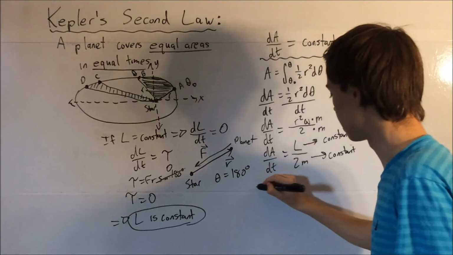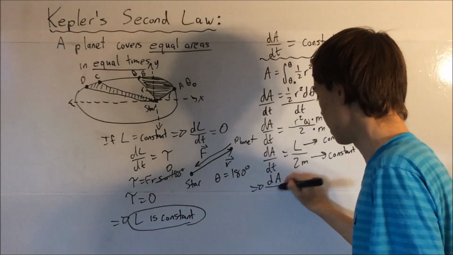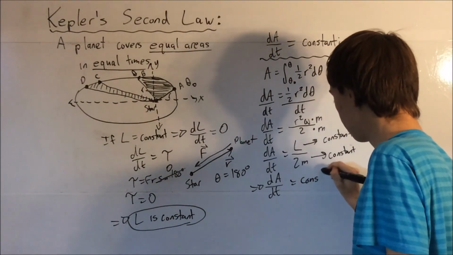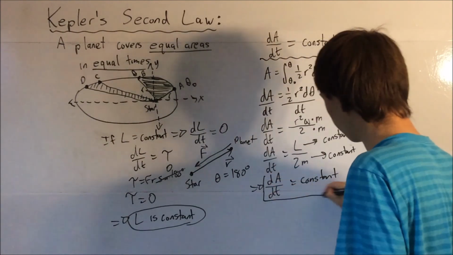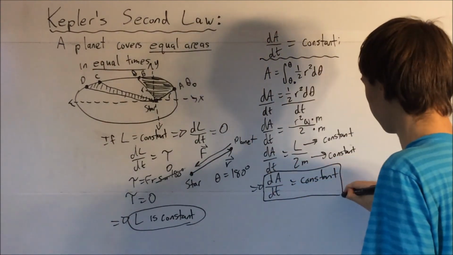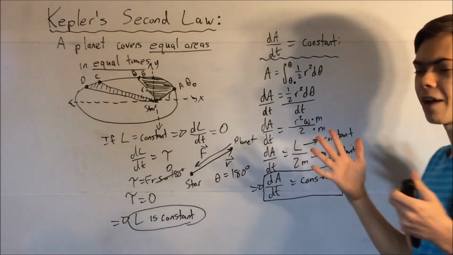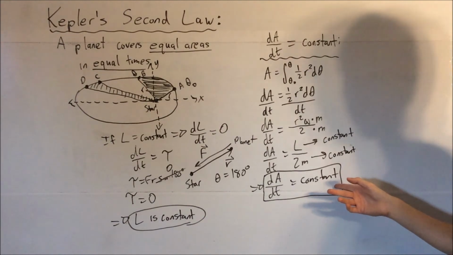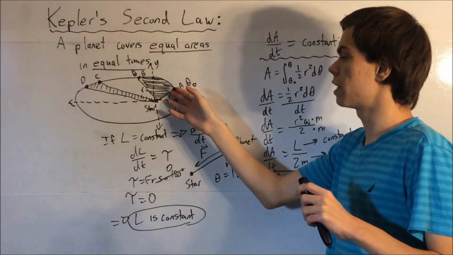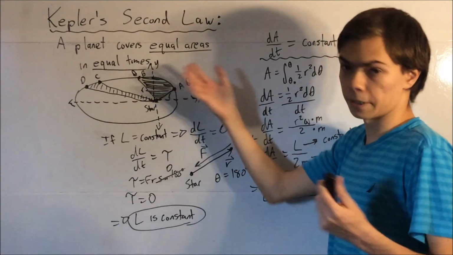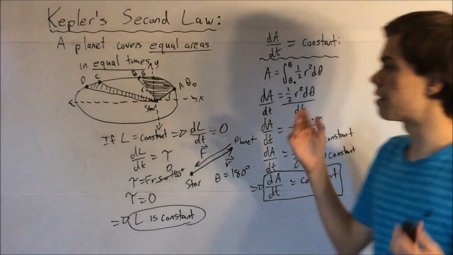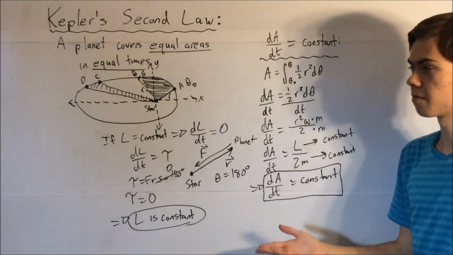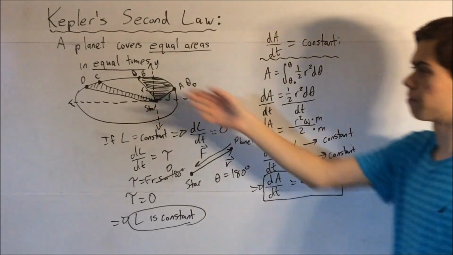And that ultimately means that dA over dt is indeed a constant value. What does this mean? It means that the rate at which the planet covers area in a certain amount of time is a constant value. So the amount of area that the planet is covering is increasing at a constant rate. And so a planet does indeed cover equal areas in equal amounts of time. And so this verifies Kepler's second law.